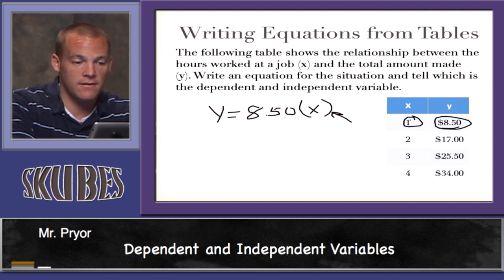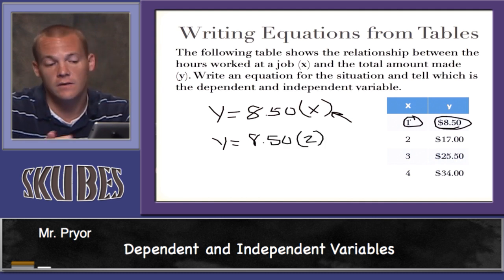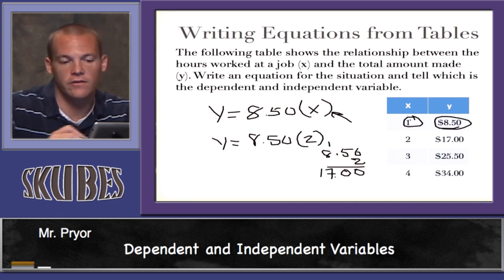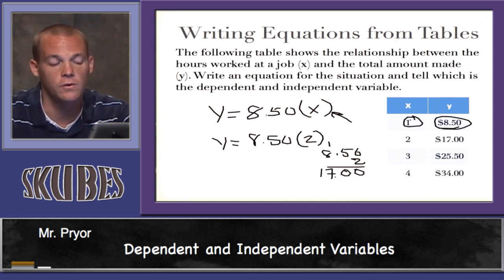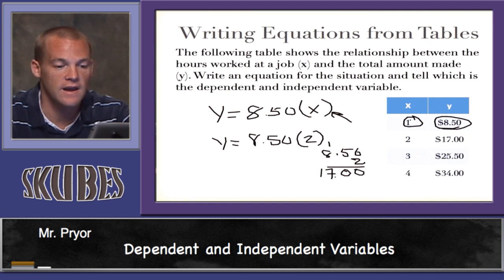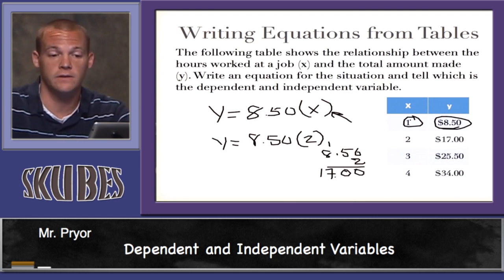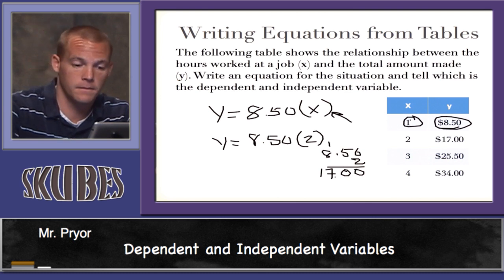So notice when I do the math here for the second one, it would be y equals 850 times 2. 850 times 2, you can do the math, and you'll see that it does end up giving you $17 when you do the scratch work real quickly. So in this case, you can see X is your independent variable and Y is your dependent variable, because the total amount that you make is going to depend directly on how many hours you work.